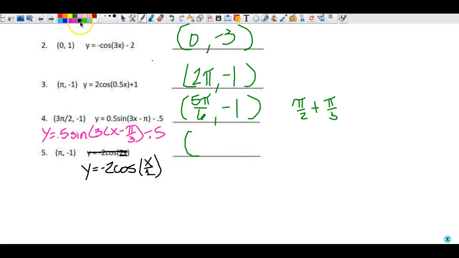Okay, so what's happening here is x is being divided by 2, which means I do the opposite, which is multiply by 2. So my x value is pi, and then pi times 2 is 2 pi. My y value is -1, gets multiplied by the -2, and you get a +2. Okay, so that's how simple it is to do it point by point.